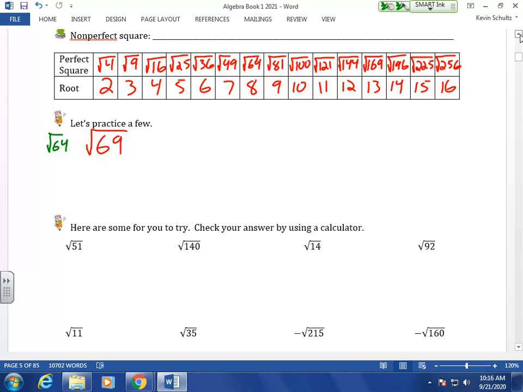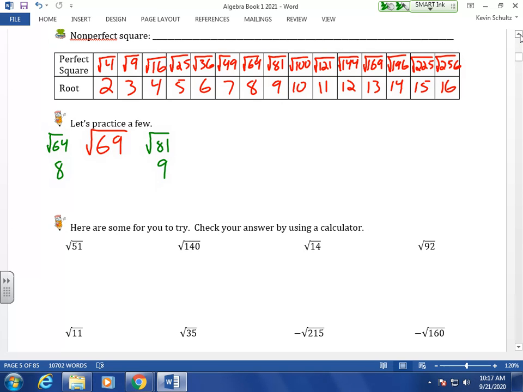This is why it's important to know these. Yeah, 8. The next highest perfect square is 81, which is a value of what? 9. So because the root of 69 is in between root 64 and root 81, we know its value has to be between 8 and 9. Right? Does that make sense?